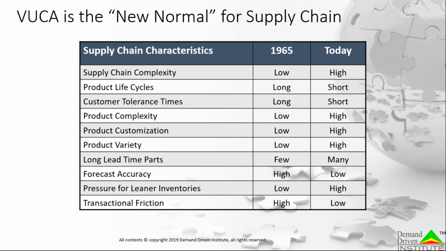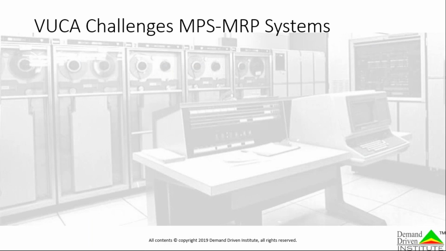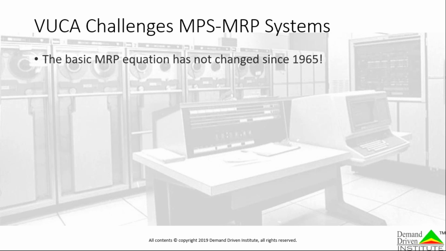Now, MRP dates back to the late 50s, but it wasn't called MRP. It was called BOP, and then it was called DBOP, and then it became MRP. So by 1965, we actually had the rules of MRP laid down. And supply chains and the environment that they live in simply don't look anything today like they did in 1965. And these VUCA challenges, volatile, uncertain, complex, and ambiguous, this world challenges MPS and MRP systems dramatically. Why? Because as I mentioned before, the basic MRP equation has not changed since 1965.